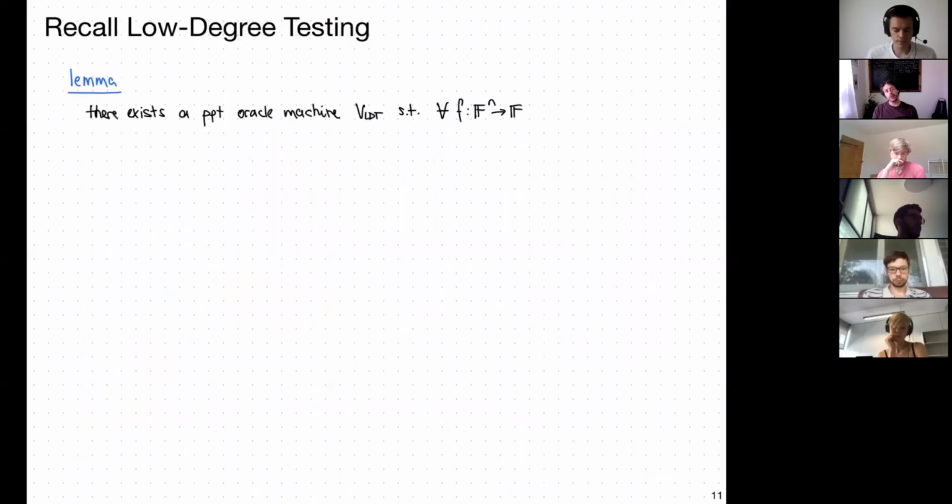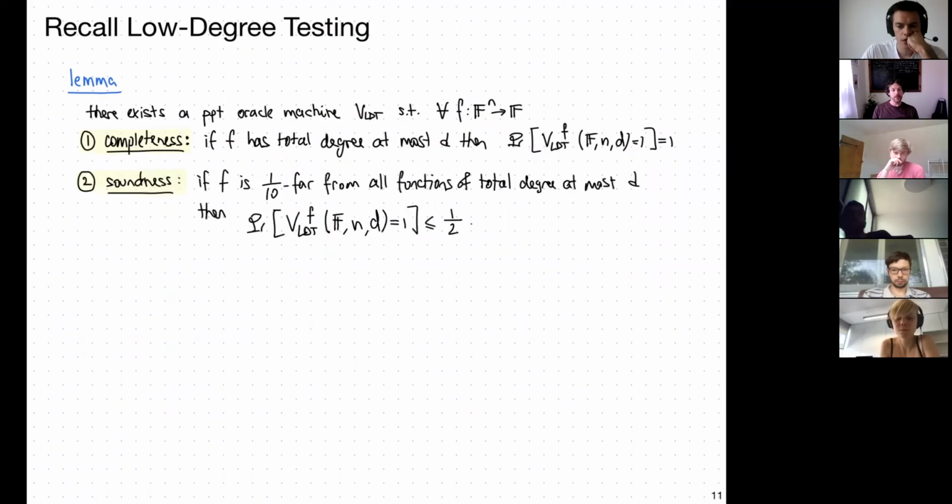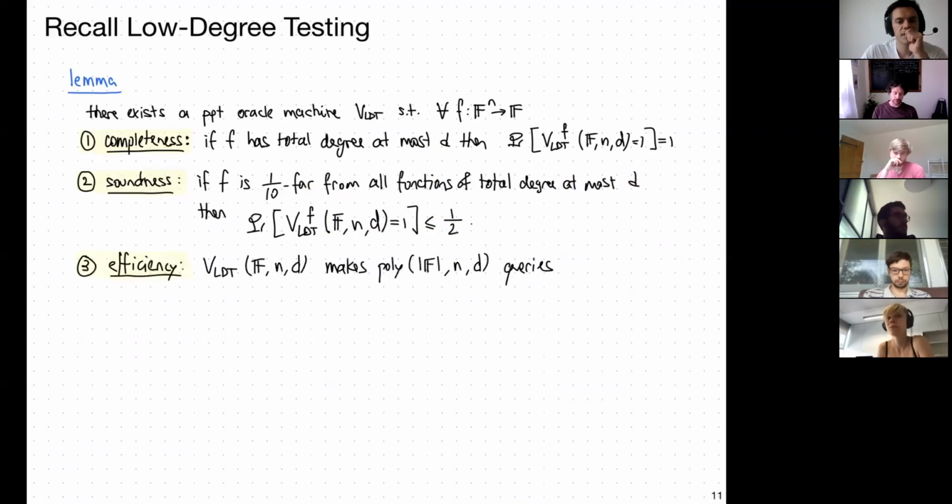Recall what we had in the low degree testing lecture. We said that we have some query algorithm, some probabilistic Oracle machine that gets query access to this function f. If the function has degree at most d, then it always accepts. And if it is, let's say, 1/10 far from all of the functions that have degree at most d, then this thing will accept with probability at most half.